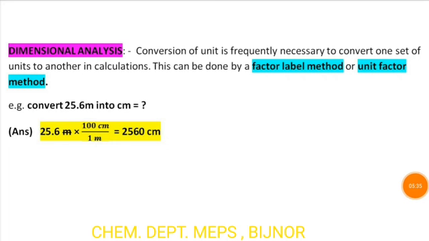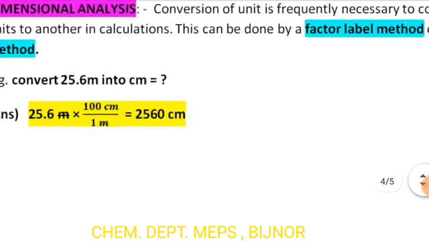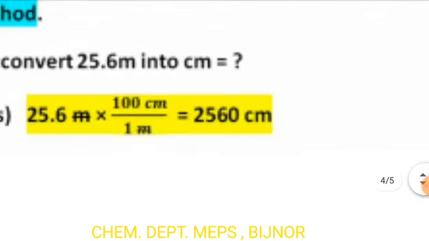Dimensional analysis. Conversion of units is frequently necessary to convert one set of units to another in calculations. This can be done by the factor label method or unit factor method. For example, convert 25.6 meter into centimeter. So student, keep this in your mind: always put the desired value on the numerator side, meaning in a fraction, you write it on the above side.